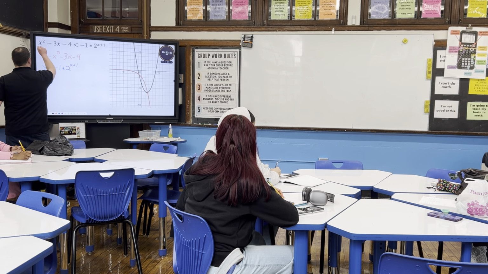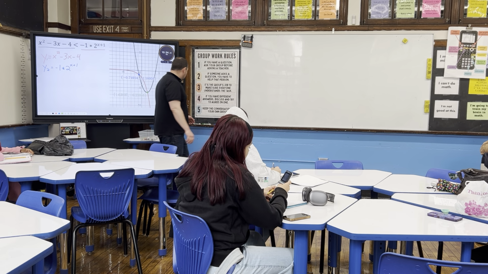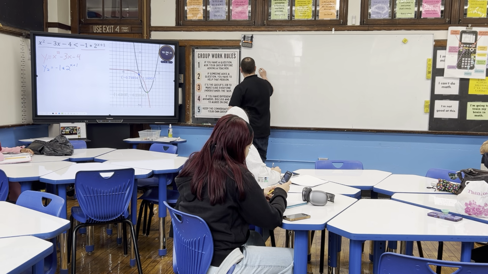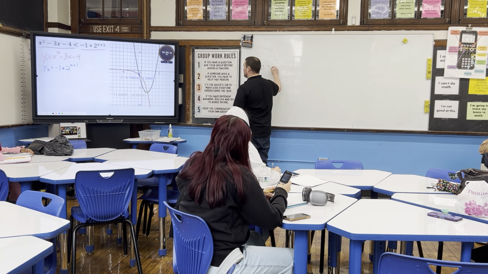I'll go ahead, I'll give you the values. Those are the x and y values of the points of intersection, right? So we would get negative 0.750, I'll round to 3 decimal places, and we would get 1.639. Those are the x values.